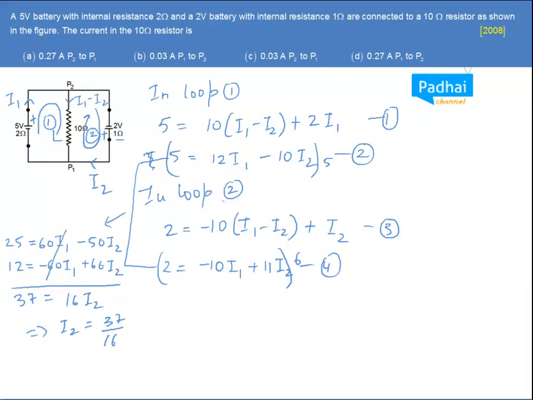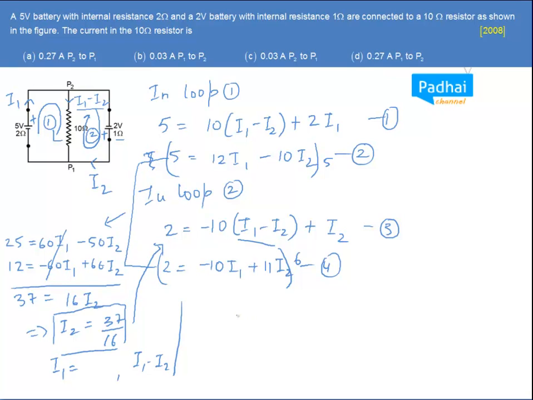Now we have to calculate the current in the 10 ohm resistor, which is I1 minus I2. Generally students will put this value in the second or fourth equation and calculate I1, and then subtract I2, which is a little lengthy process. Rather than that, put the value of I2 in the third equation, so you will directly get the value of I1 minus I2.